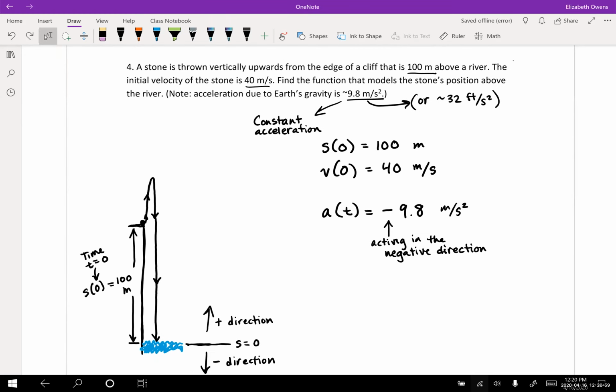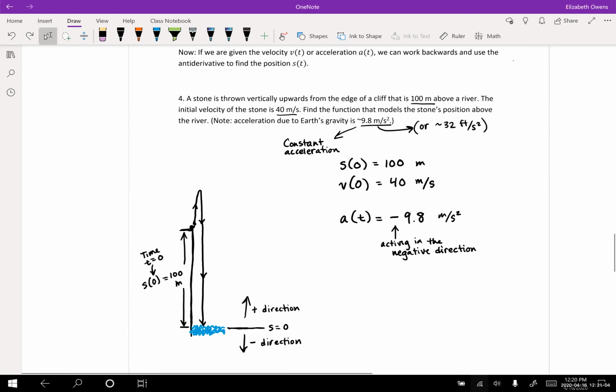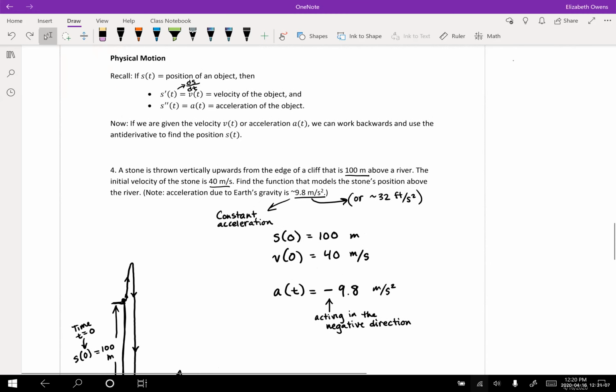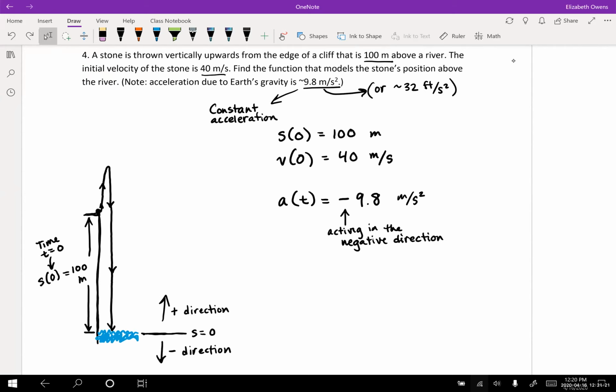Now, to put this more in terms of what we were just looking at, differential equation style, we're going to use our facts about physical motion from right here up above. The acceleration function is the second derivative of position. So what we've actually been given here is that s double prime of t equals negative 9.8. Okay, so instead of writing a of t, you could write s double prime, and now it'll look more like a differential equation.